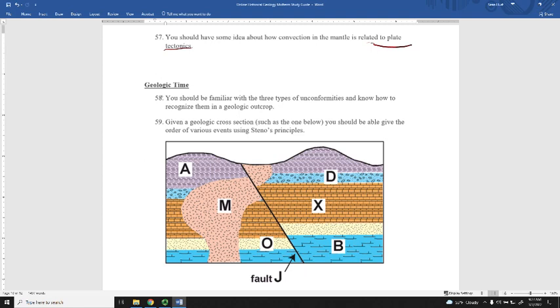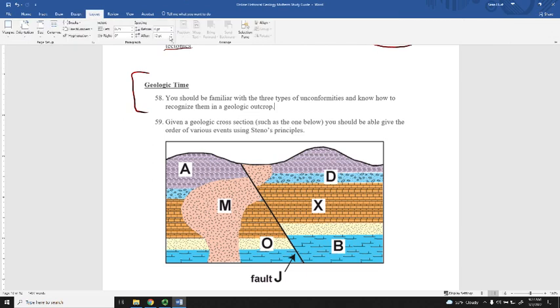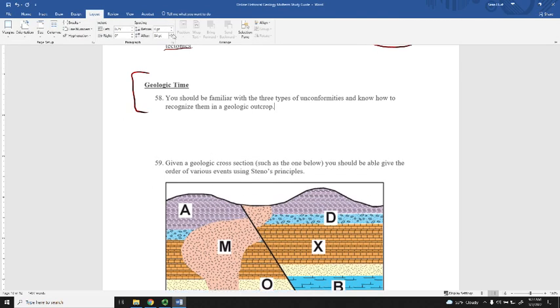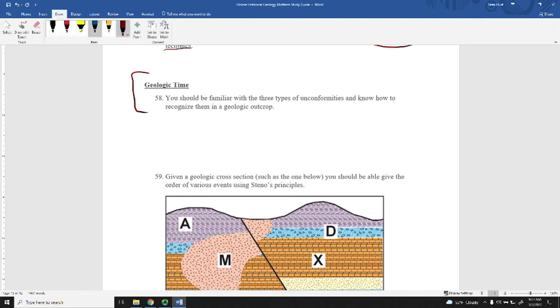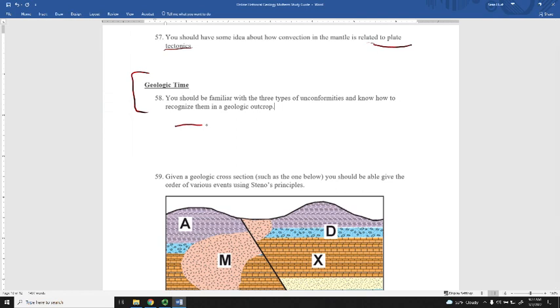All right, so on to geologic time. You should know the 3 types of unconformities and be able to recognize them. On the test, you could very well have some pictures showing unconformities, and I'm going to ask you what kind of unconformity it is. The easiest one to recognize is an angular unconformity, where the layers on the bottom are at a different angle to the layers on top. So the unconformity would be right there.